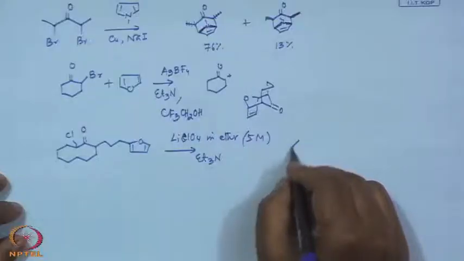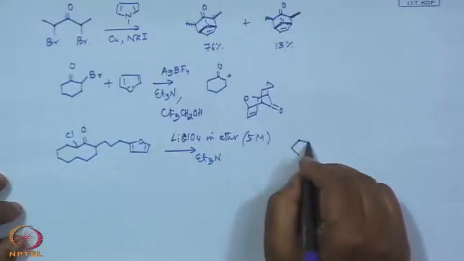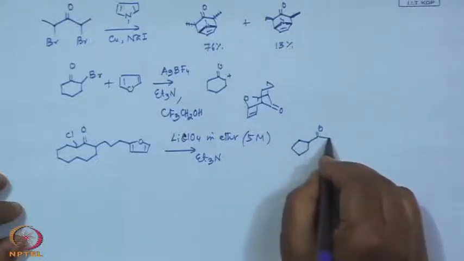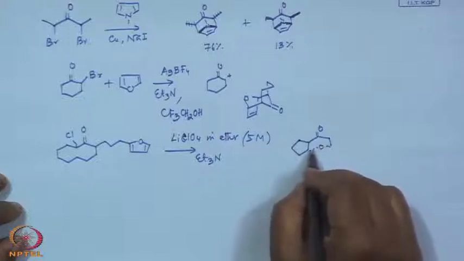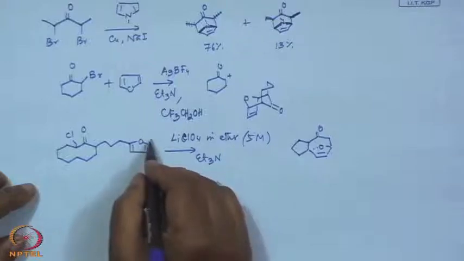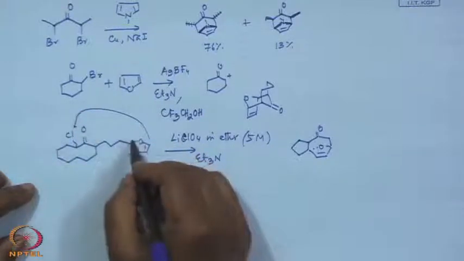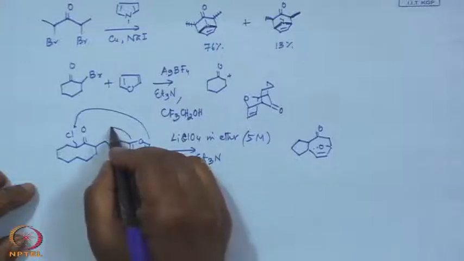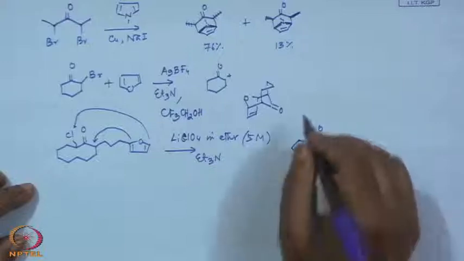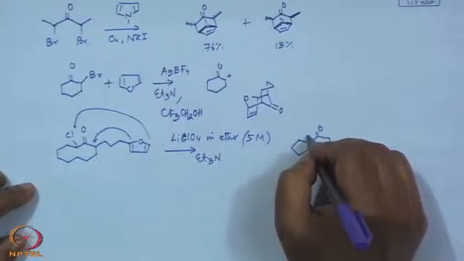So, once you have a polar solvent, that means the carbon-chlorine bond undergoes solvolysis, meaning carbocation formation is facilitated. Eventually, if you sit down, you will see that an intramolecular cycloaddition takes place. The furan unit reacts at this end, and this end reacts with that one. So eventually you will get to this sort of molecule.